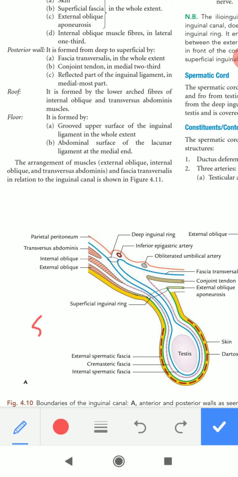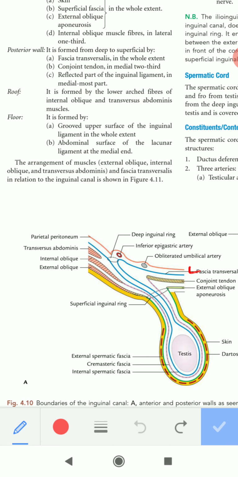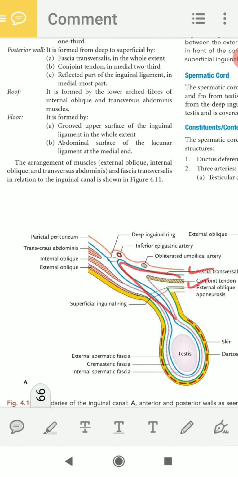Now come to the posterior wall. The posterior wall is formed by the fascia transversalis in its entire length, and by the conjoint tendon and reflected part of the inguinal ligament in only a part of the posterior wall. Now come to the roof and floor.